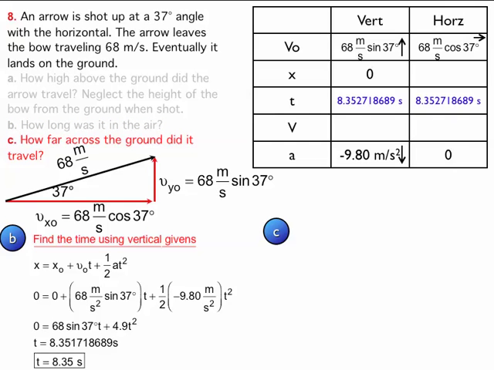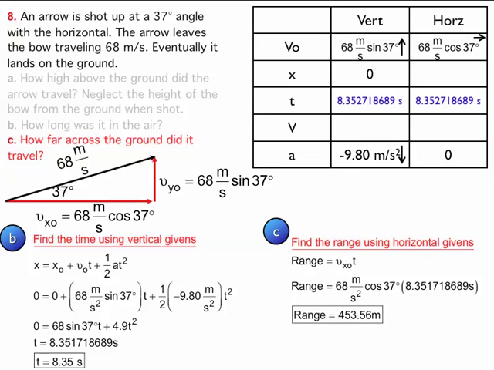Next question, how far across the ground did it travel? So this is a range question. I'm looking for a horizontal distance. So if I look at my horizontal givens up there at the top, I can see that I have the velocity and the time. Acceleration is equal to 0, and all I need is the x. So to do that, I'm going to use my range equation and just the horizontal givens. Remember, looking back, that time is in both columns because time is a scalar, so you can put it in both columns, and that's where my time came from in the horizontal column. Putting my numbers in, I get the range is 453.56 meters in the same direction as the velocity.